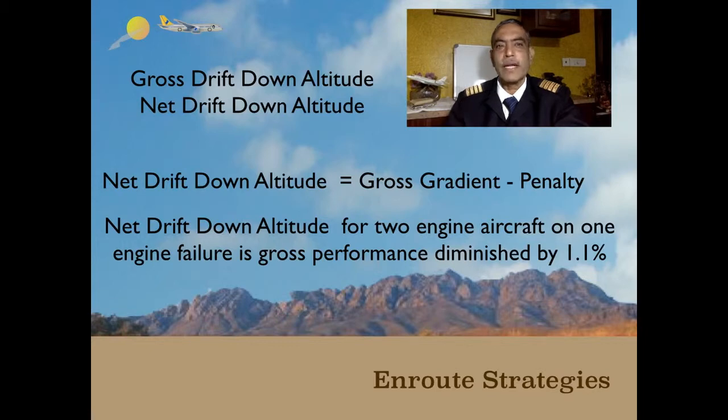See the gross drift down and the net drift down altitude. Gross, as we know, is almost the demonstrated performance in the ideal conditions by the test pilot. Generally the fleet will be able to meet the requirements of gross performance. And the net performance accounts for any variations in pilot techniques or some other variations in accurate parameters, etc. As regards gross drift down and net drift down altitude, the net drift down altitude is the gross gradient subtracted with a penalty. In case of two engine aircraft with one engine failure, the gross performance is diminished by 1.1%. That's what is net performance.